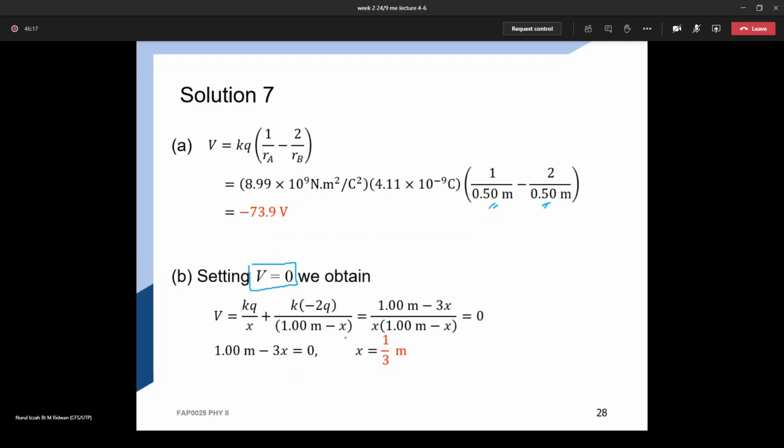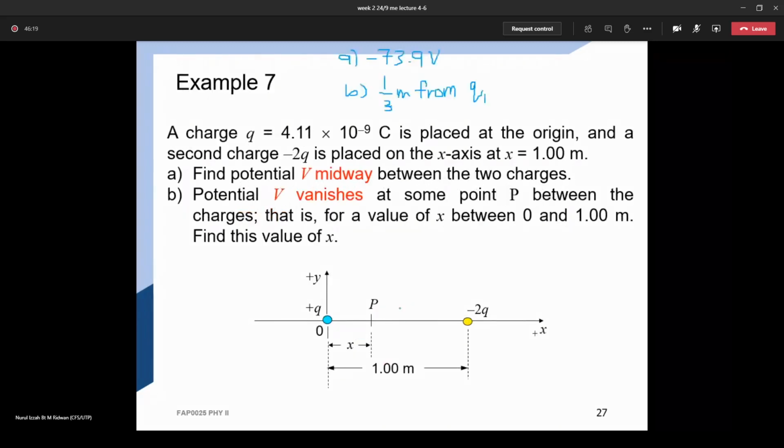Why do you have this one? It's because previously in the figure, we already set P somewhere in between Q and negative 2Q, and set that as X, because we don't know what X is. So you will need to find the distance from P to charge 1 and from P to charge 2. If you already set X from Q1 to P, the remaining should be 1 minus X for charge 2Q to the point P. So that's how we calculate.